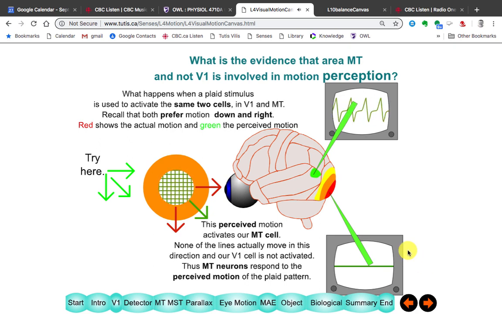Here we perceive something moving down to the right. But physically, there is no such thing. There's just one line moving this way and another line moving this way. But we perceive this, and that's lighting up MT. So in V1, which is sending the signal to MT, physically there's no such thing as this. But when you perceive something moving in this direction, MT does light up. So MT is where you sense the direction of lines moving.